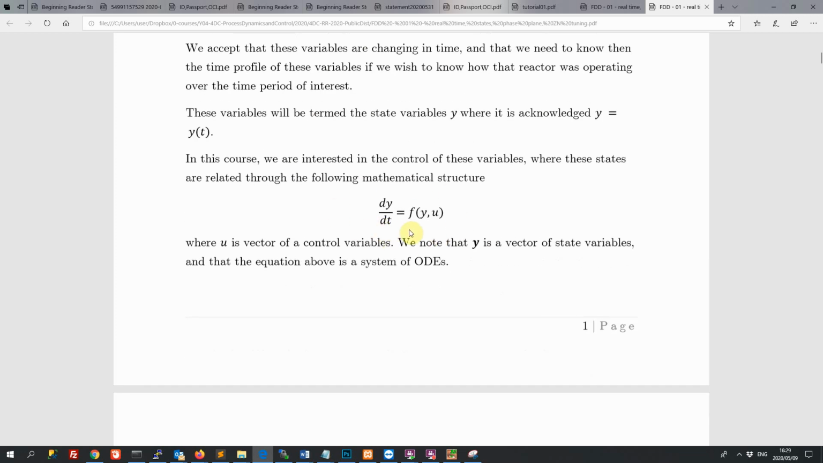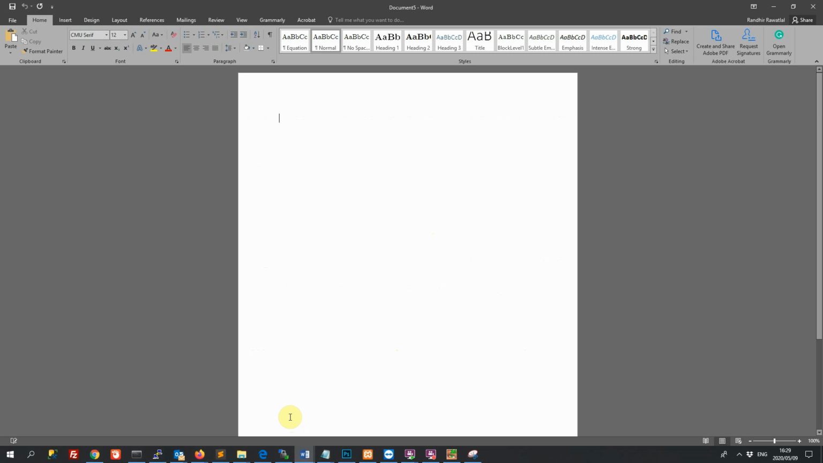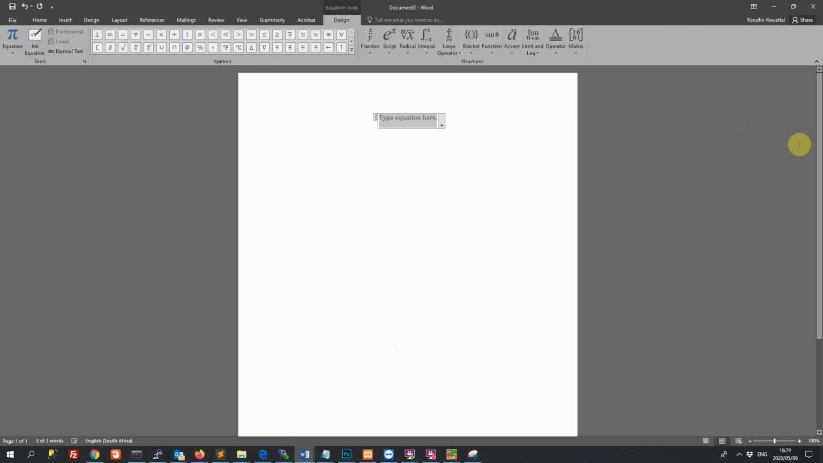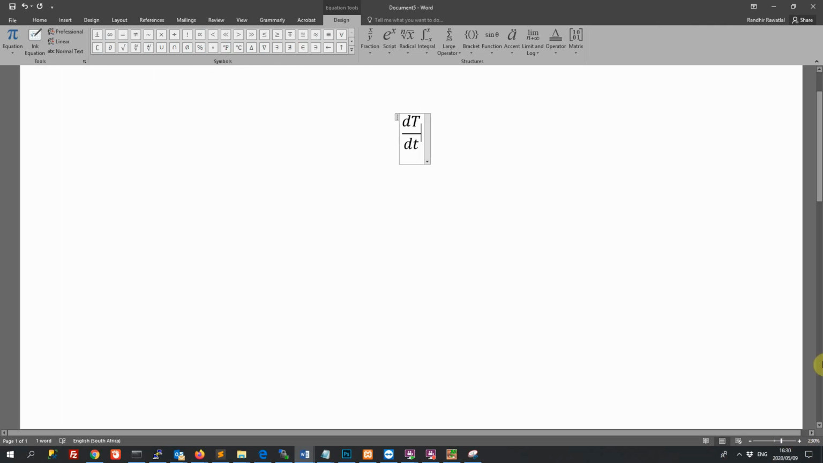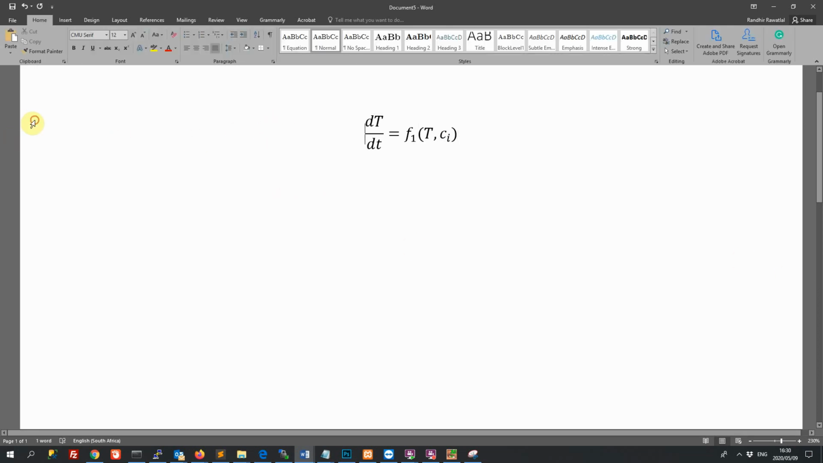So when we write this equation, if we were writing this in terms of temperature, let's just do it here quickly. So we are writing that we've got some system of equations, dT/dt. Well, that's one of the variables, and that's equal to some function of, and we know it's going to be a function of the temperature in the reactor itself and of the concentrations of the reacting species there. So let's just call that F1.